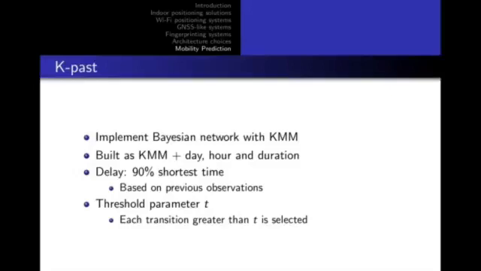So these are the following models, which are based on Bayesian networks implemented based on K Markov models. So it's built as a K-order Markov model in which we add the day, the hour, and the duration to trigger handoff. We use a delay which is equal to 90% of the shortest times based on the previous observations. So you look at all the durations of the learning set, you order them by their value, and you take the limit of the 91st percent of all of these durations. And then we use a simple threshold, which is t, which triggers a transition, a selection of each transition greater than t in probability.